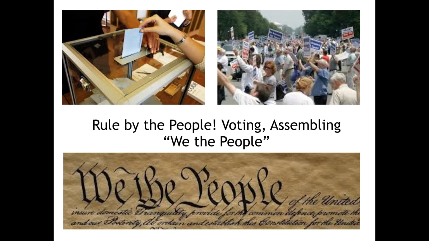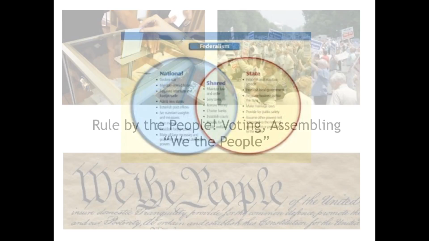Now you see an old-fashioned ballot box there on the left. You see people practicing their First Amendment rights in the top right, and of course you see the preamble to the Constitution, which is populated in huge print by the term "we the people."